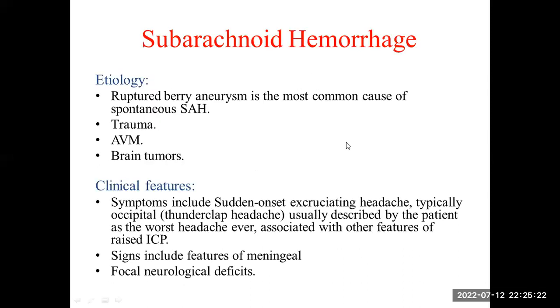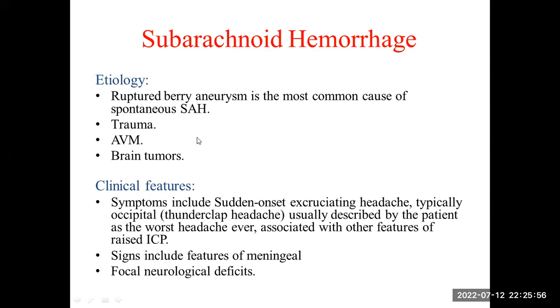So the second type of hemorrhagic stroke is subarachnoid hemorrhage, and this is a form of bleeding into the subarachnoid space. And the etiologies of subarachnoid hemorrhage can be traumatic or non-traumatic. It can be spontaneous or it can be traumatic. The most common cause of spontaneous, non-traumatic subarachnoid hemorrhage is rupture of berry aneurysms. This is the most common cause of spontaneous subarachnoid hemorrhage, non-traumatic.